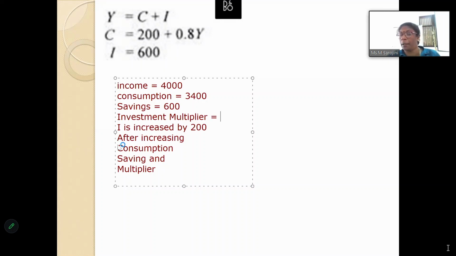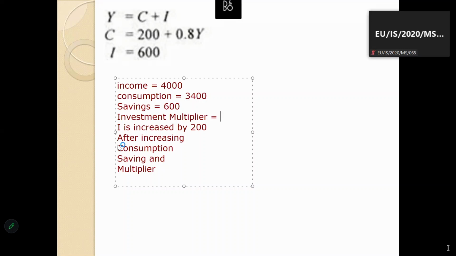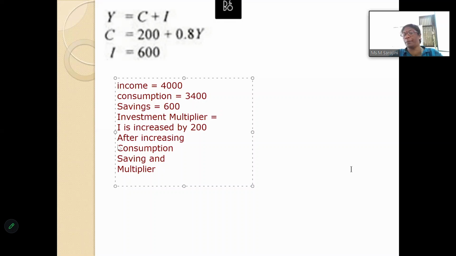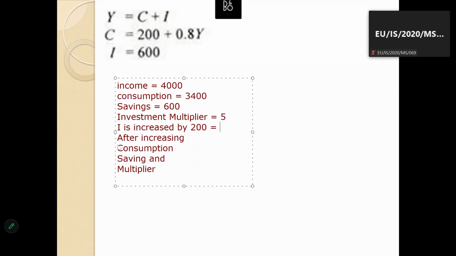What is the value of the multiplier? 5. Is it correct? Others? Yes, ma'am. All answer, no?